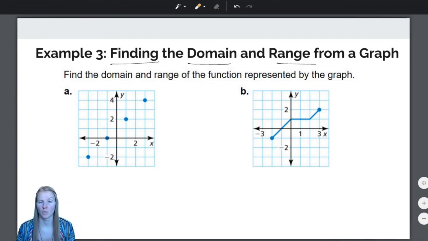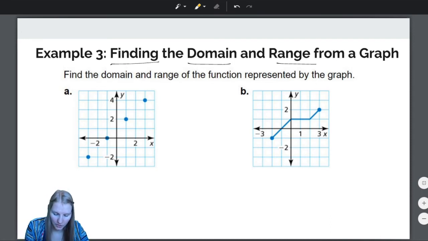Now you might wonder, why is this helpful? We're going to use this more later, especially in advanced algebra, trig, and if you move on to pre-calc, we're going to use it there. You're going to keep using it. So let's jump into example 3. Find the domain and range of the function represented by the graph.